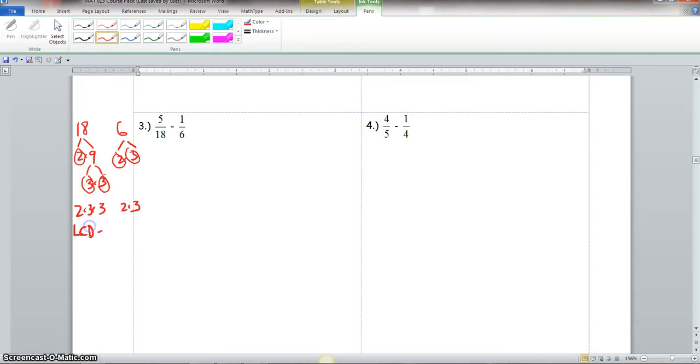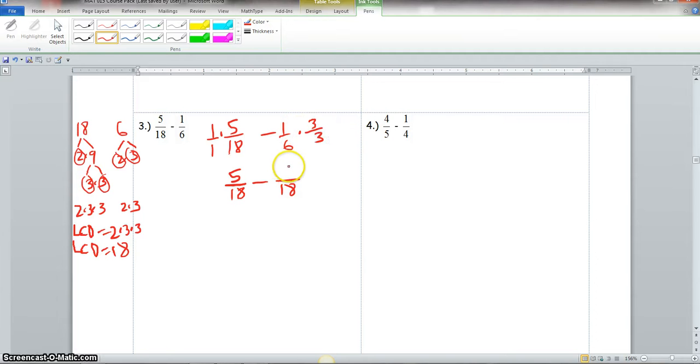So for our LCD, we have 2s that match up. We'll write that once. And we have 2 3s and 1 3, so we'll write these 2 3s. So our LCD is 18. So we have 5/18 minus 1/6. Common denominator is 18. 18 divided by 18 is 1. So we multiply our numerator and denominator by 1. So that will give us 5/18. 18 divided by 6 is 3. So we'll multiply our numerator and denominator by 3. And that will give us 3/18.